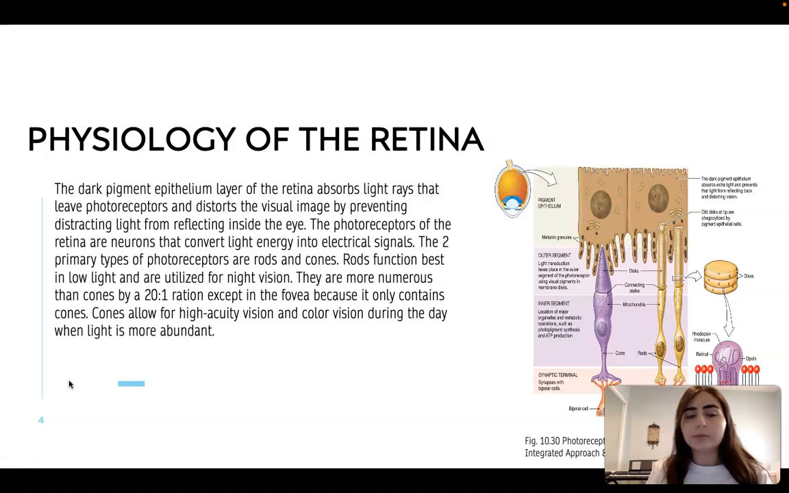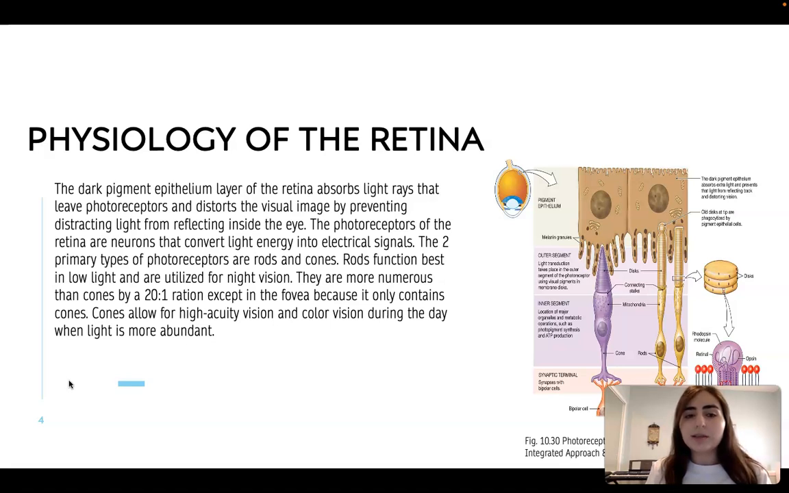Now that I talked about the anatomy of the retina, we can move on to talk about the physiology of the retina. The dark pigment epithelium layer of the retina absorbs light rays that leave photoreceptors, and prevents distortion of the visual image by preventing distracting light from reflecting inside the eye. The photoreceptors of the retina are neurons that convert light energy into electrical signals, as I've mentioned before. The 2 primary types of photoreceptors in the retina are rods and cones.